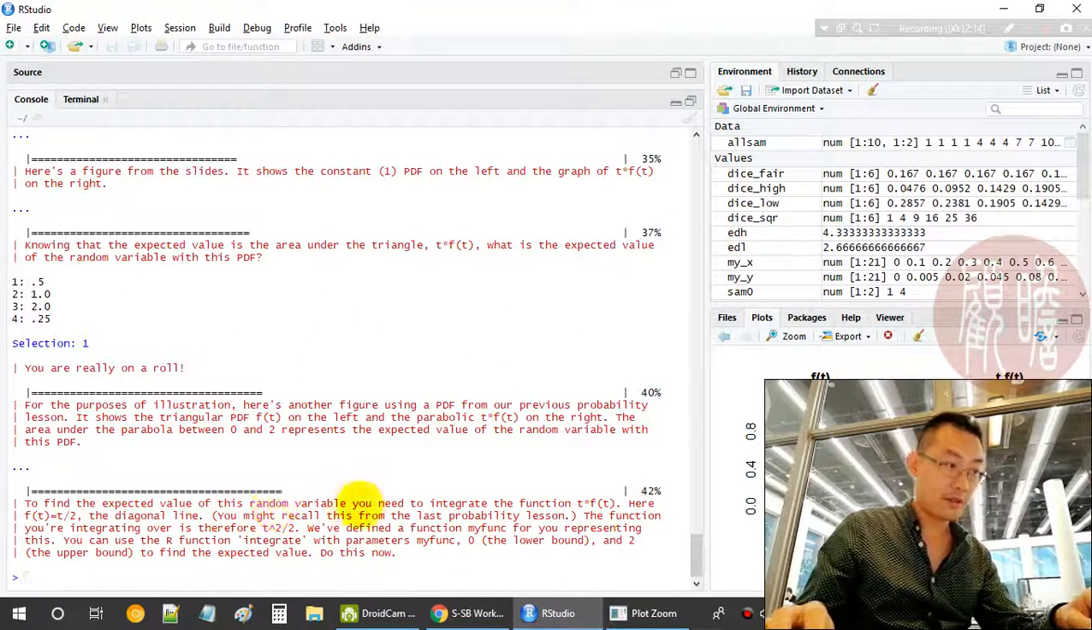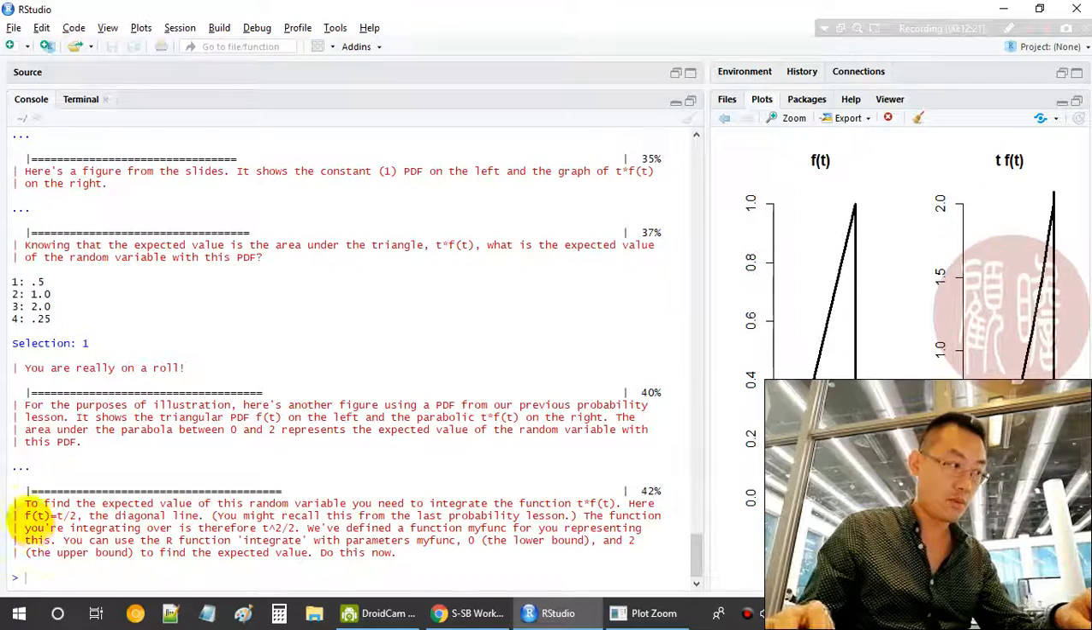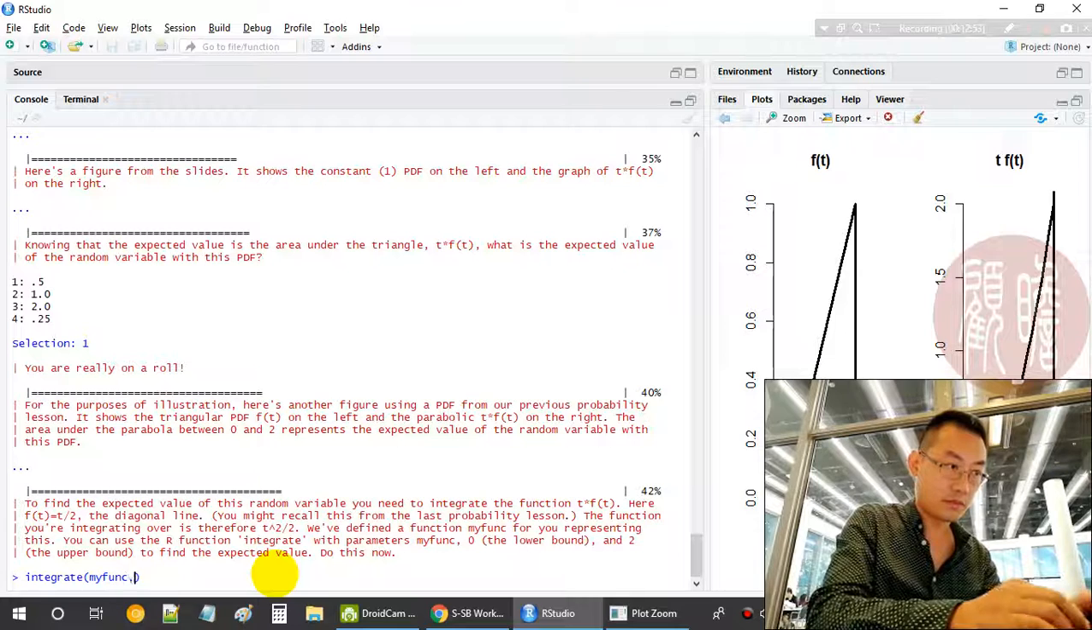To find the expected value of this one, we need to integrate the function t times f(t), where f(t) equals t divided by 2, the diagonal line. You might recall this from the last probability lesson. The function you are integrating is therefore t squared divided by 2. So we define a function, my function, to represent this. You can use the R function integrate with the parameter my function, and a lower bound and upper bound, to find the expected value.